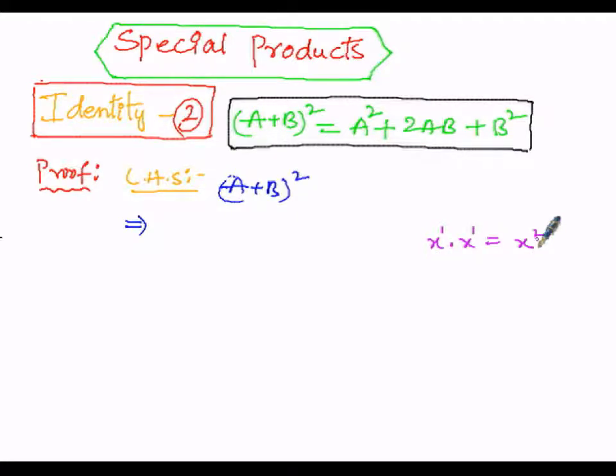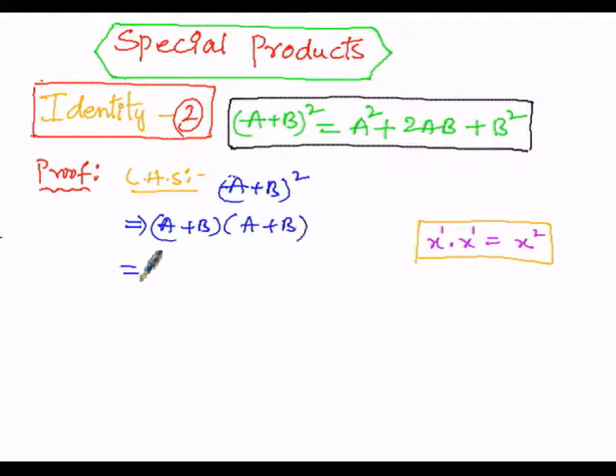So x square is in the form, here it is (a plus b) whole square, then it can be split as x into x. Similarly (a plus b) whole square can be split as (a plus b) into (a plus b). So we got this step based upon the reason x into x equals x square.